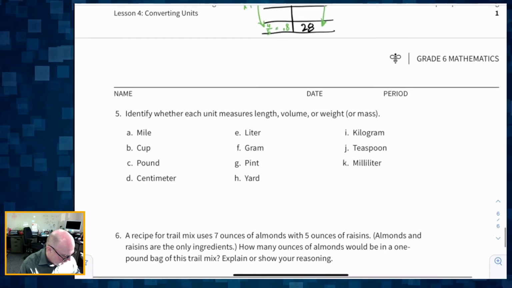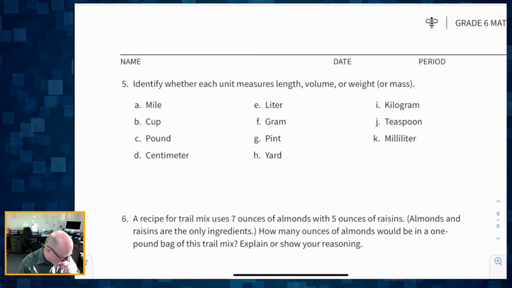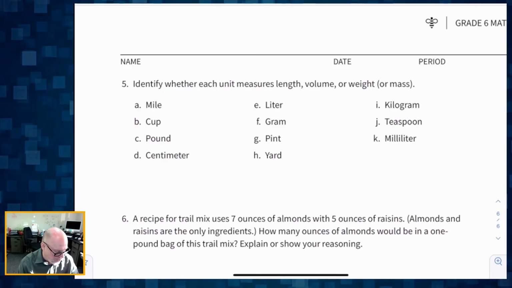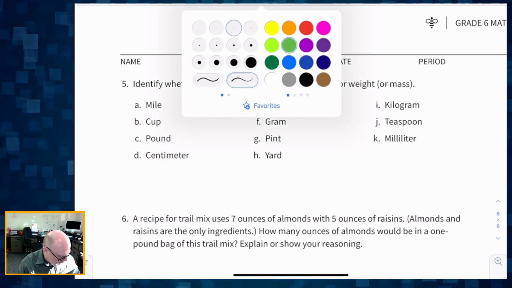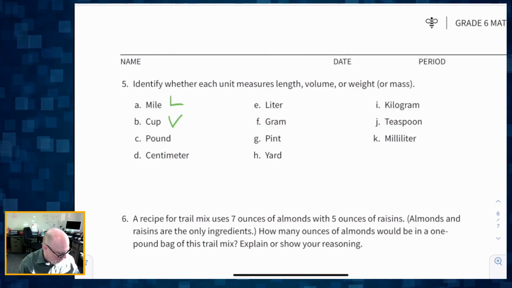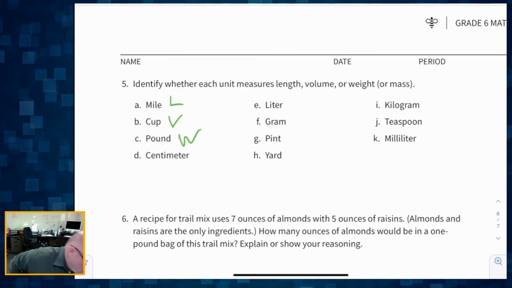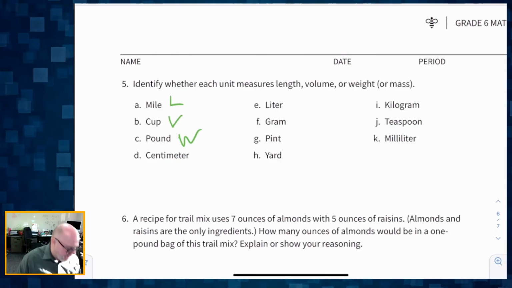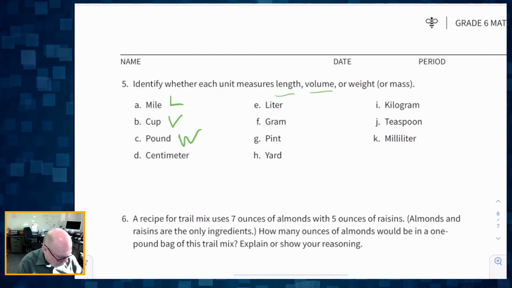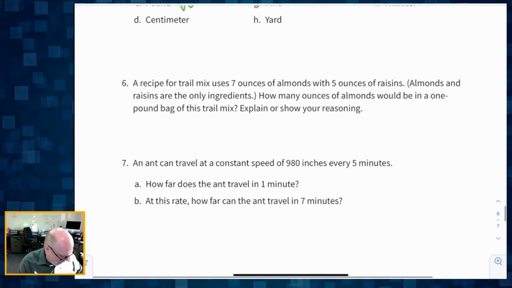All right. Little bit of review here. Identify whether each unit measures length, volume, or weight. And so miles is length, cup is volume, pound is weight, and I'm going to let you just continue identifying which ones are lengths, which ones are volumes, and which ones are weights.